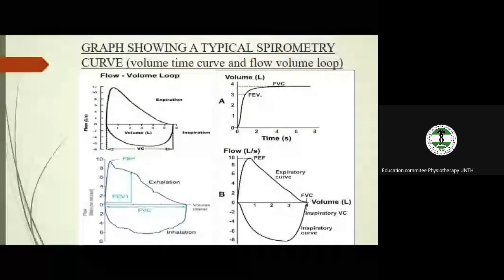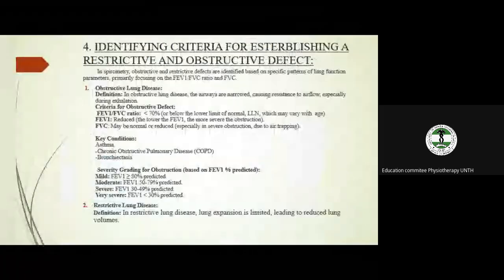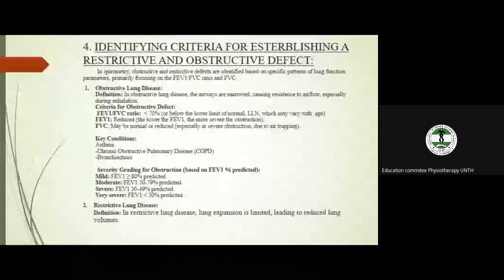The next slide. Identifying criteria for establishing a restrictive and obstructive defect. In spirometry, obstructive and restrictive defects are identified based on specific patterns of lung function parameters, primarily focused on the FEV1, the FEV1/FVC ratio, and FVC, which is forced vital capacity.